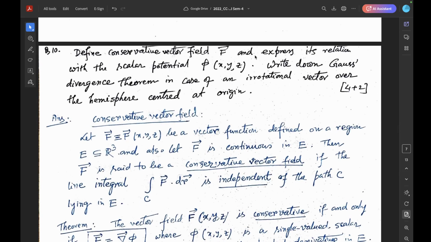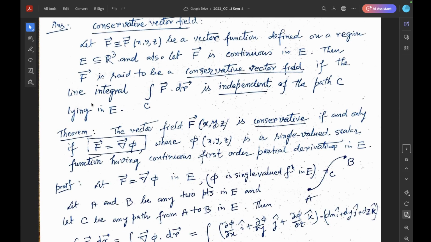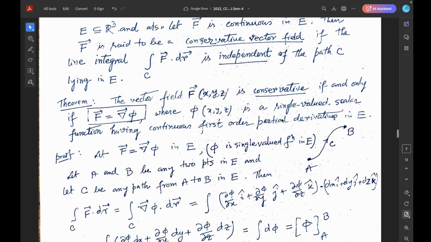And its relation with the scalar potential phi, a very important relation, is this theorem: if F vector is conservative, then F vector equals grad of phi, where phi is a single valued scalar function having continuous first order partial derivatives in E. If F vector is conservative, then this result holds, F vector equals grad phi, and if F equals grad phi holds, then F vector is conservative.